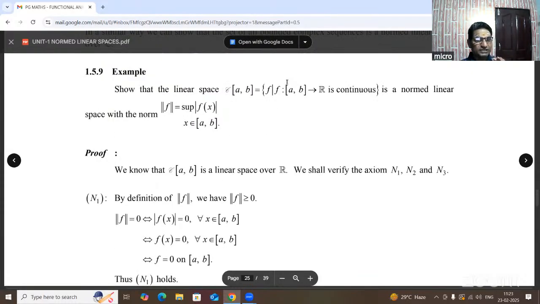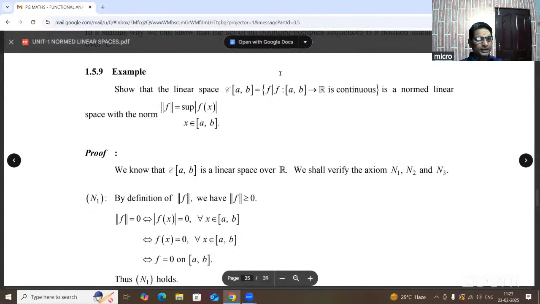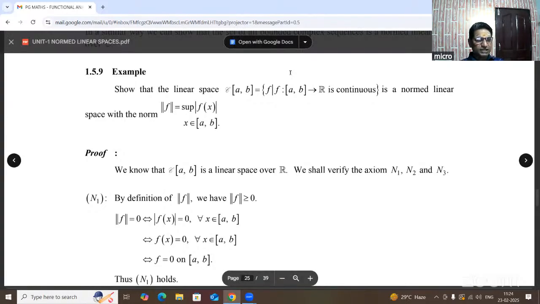These examples are also well established in the further concepts, because we will explain the Banach space. These examples are also part of Banach space, from the normed linear space examples. You must practice each and every example of normed linear spaces, then you can easily understand the further concepts, that is the Banach space and some others. Inner product space examples are also part of the remaining portion.